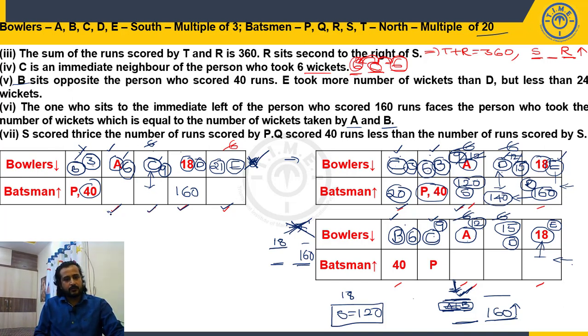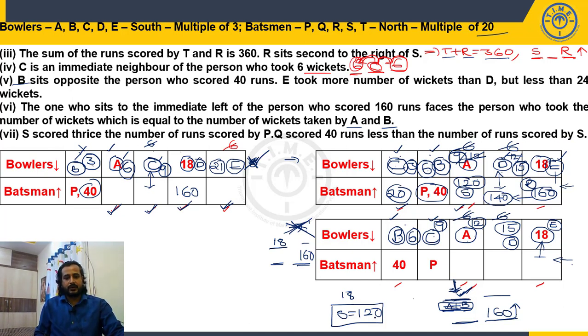And again in this case we have two more possibilities. R and S may be here, R and S may be here. But we have one piece of information. T plus R is equal to how much? 360. But even before that, what do we have? Q scored 40 runs less than the number of runs scored by S.